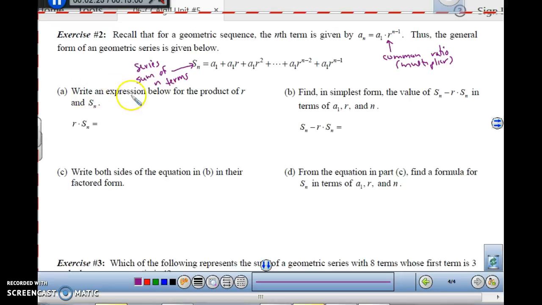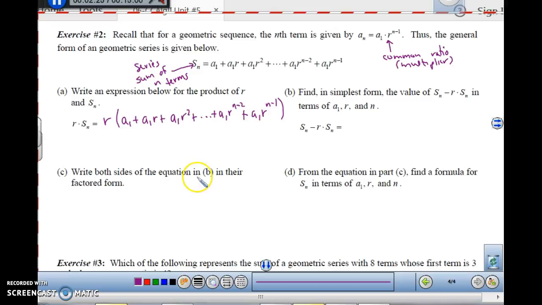Okay, so write an expression below for the product of r and Sn. If I take r and multiply it by Sn, this is going to be r times a1 plus a1r plus a1r squared plus dot, dot, dot plus a1r to the n minus 2 and plus a1r to the n minus 1, and that would be the final term of my sequence.